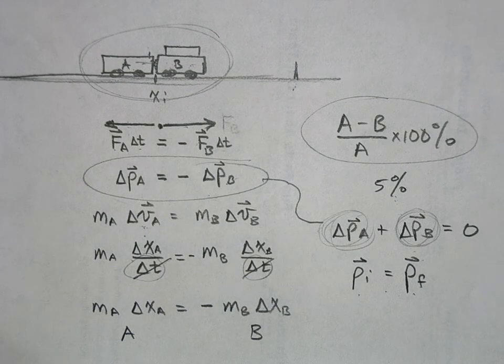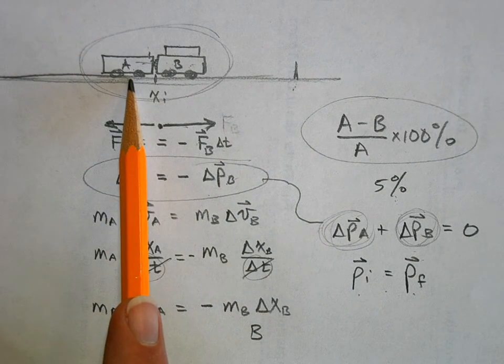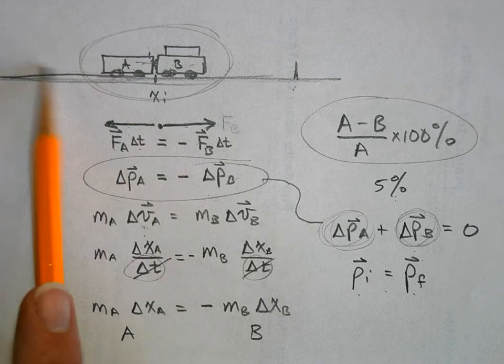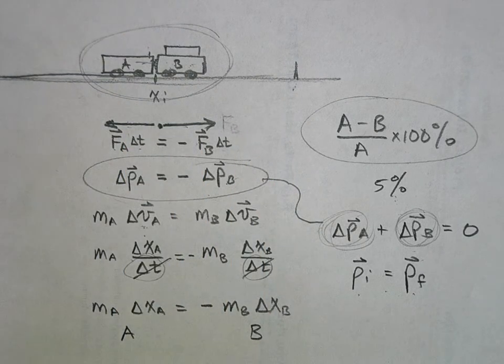Okay? And remember that momentum is a vector. Car A starts off with no momentum at all. It's not moving, but then it moves to the left. Car B moves to the right, but they have the same amount of momentum, but in opposite directions. So when you add them together, you get 0. That is all.